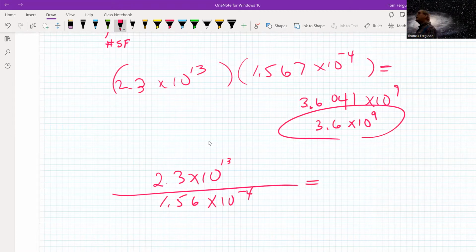Okay, so we have another problem. 2.3 times 10 to the 13 divided by, remember fractions are another way of saying divided by, 1.56 times 10 to the minus 4. Okay, so how are we going to do this one?